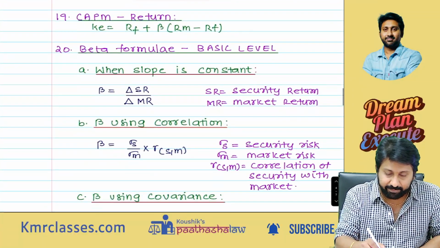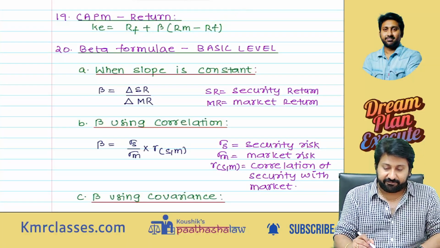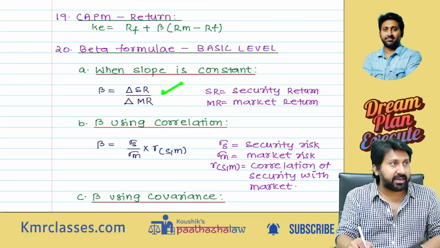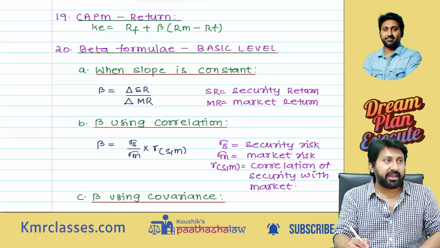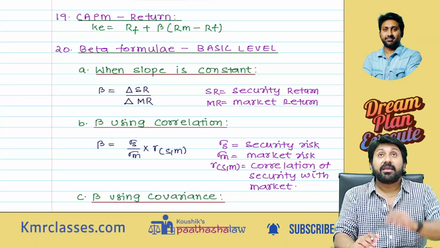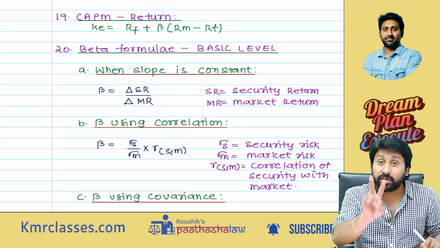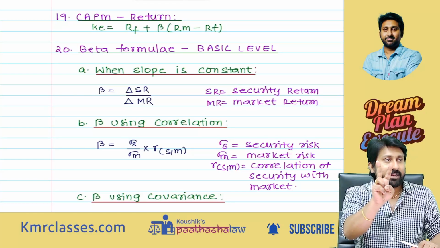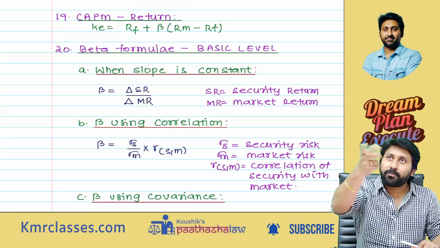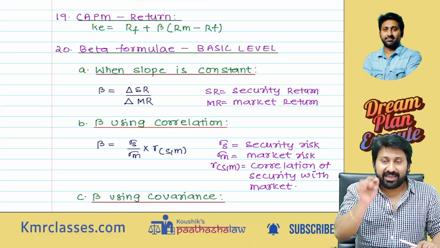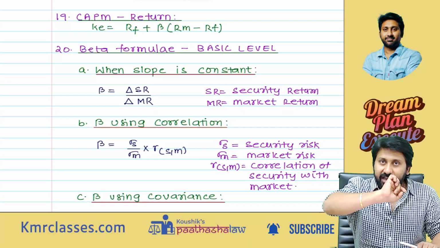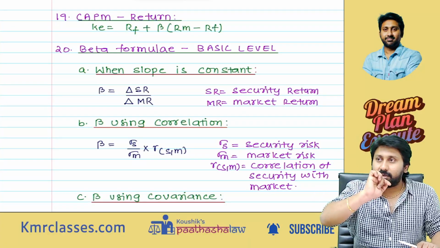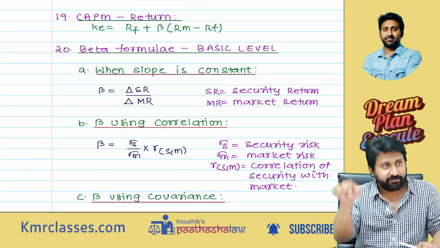Directly CAPM: RF plus beta into (RM minus RF). Beta can be calculated as delta SR by delta MR. Sir, when should I use this formula? If there is a constant slope or only 2 data points are given in the question, meaning year 1, year 2, only 2 data points are available. So 2 points only will come, and 2 points always form a straight line. If 3 points are there, they should all be in a straight line. If the points are scattered, a curve will come.